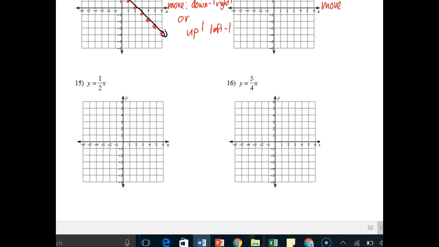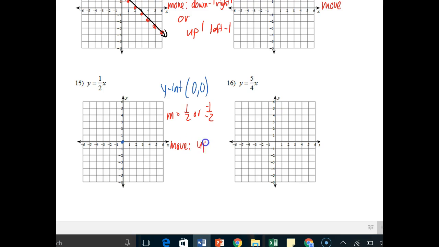And last one. Notice the y-intercept is not here. So if the y-intercept is not in the equation, it's 0, 0. It's the origin. So put a dot at the origin. Your slope is 1 over 2 or -1 over -2. So how do I move?